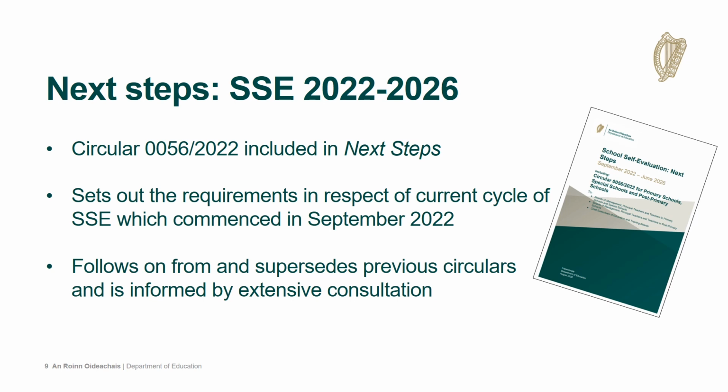In this section, we will take a look at the SSE Next Steps document, which includes Circular 56/2022. SSE Next Steps is a document that lays out the rationale behind the current cycle of SSE. Circular 56/2022, which forms part of the Next Steps document, sets out the requirements in respect of the current cycle. The document supersedes all previous SSE circulars and is informed by extensive consultation. This consultation included surveys of all principals, as well as pupils and students, teachers and parents in a sample of schools.